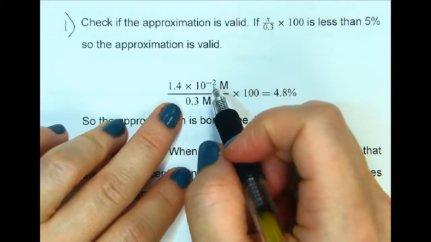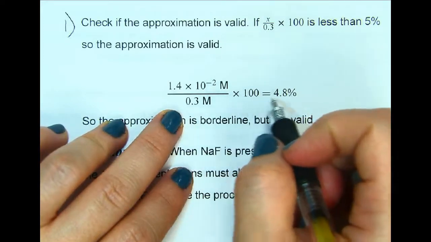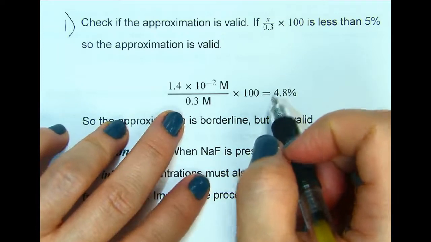To check the approximation for number 1, you should take the value we got for x, 1.4 times 10 to the negative 2, and divide by the 0.3 molar hydrofluoric acid times 100, and you'll see we are within the 5% rule, so the approximation is valid.